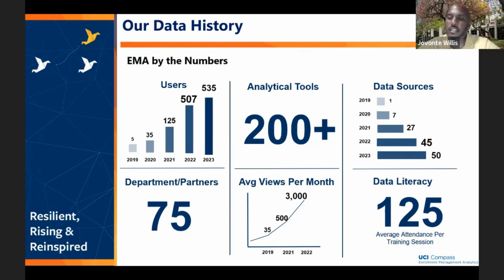And because of this success, we decided to start a data literacy program. The average attendance for our training session is 125 users per session. And we offer sessions every other week. So it's not like we're just offering a session every 6 months, but this is every other week. And we're averaging every other week about 125 people attending these training sessions.